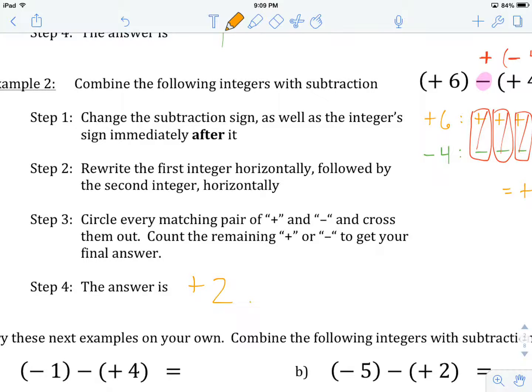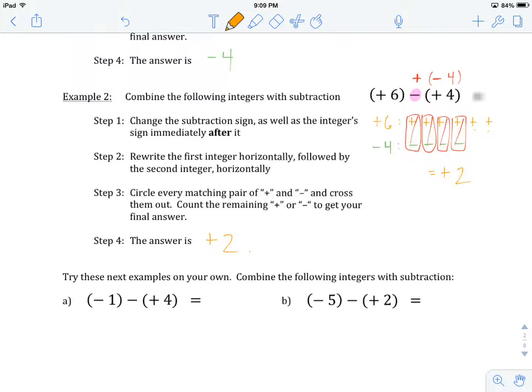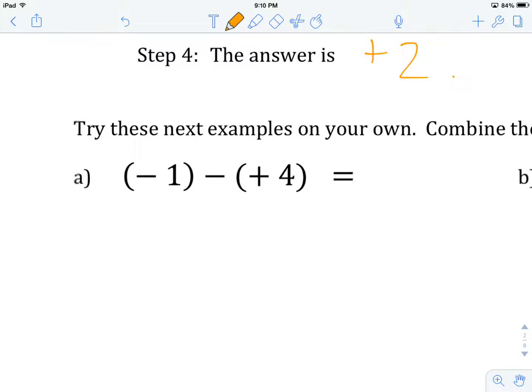2. And that's how we combine integers using subtraction, by changing it to combining integers using addition, and then changing the sign of this integer that follows it to its opposite. So what I'd like you to do here is try example A on your own, and when you've got it, come on back to this video and we'll see how you did.